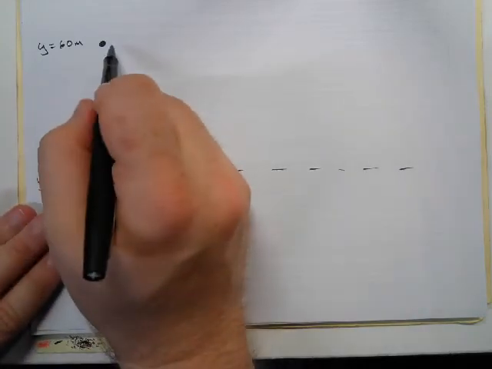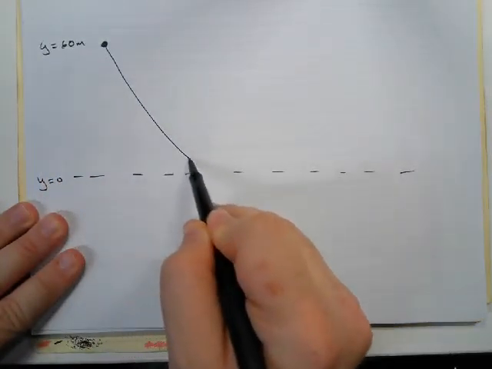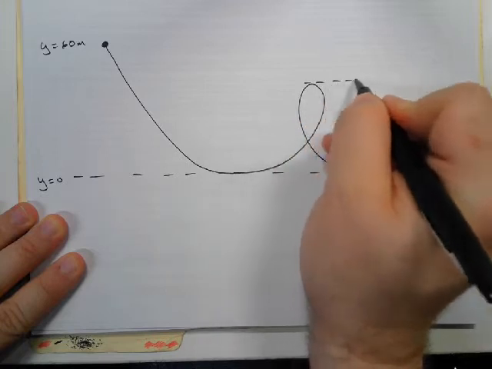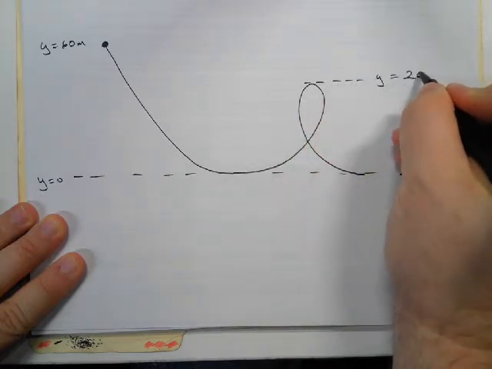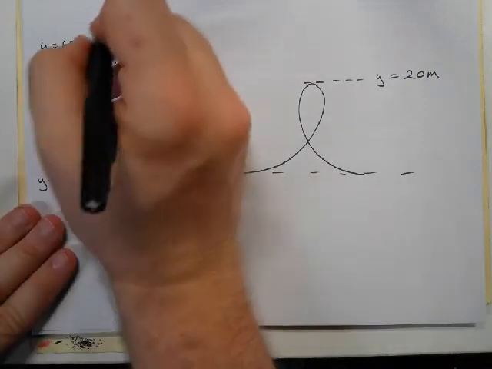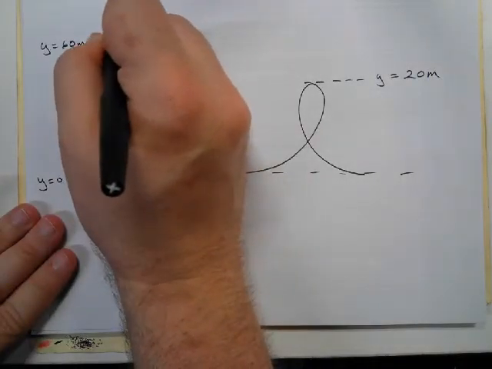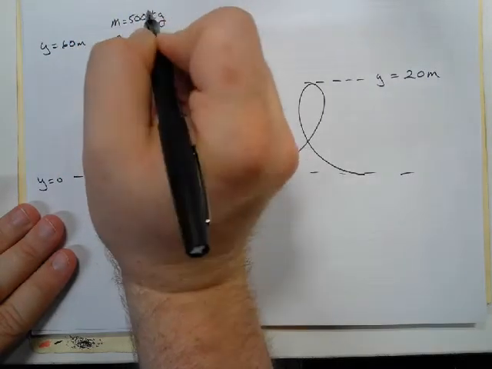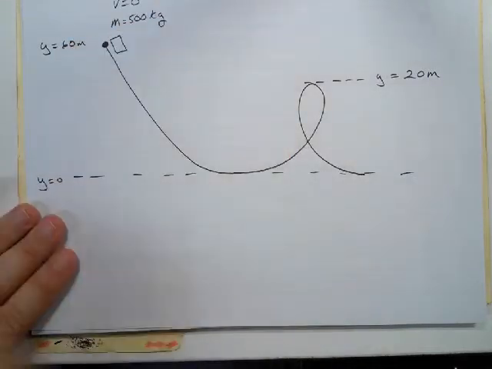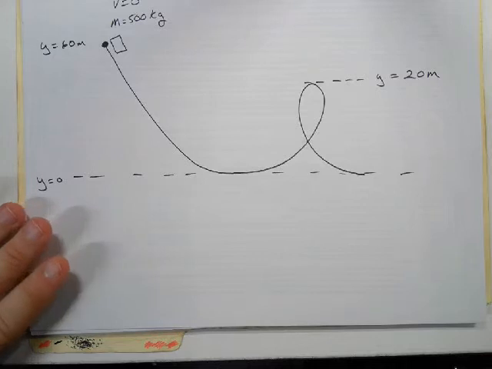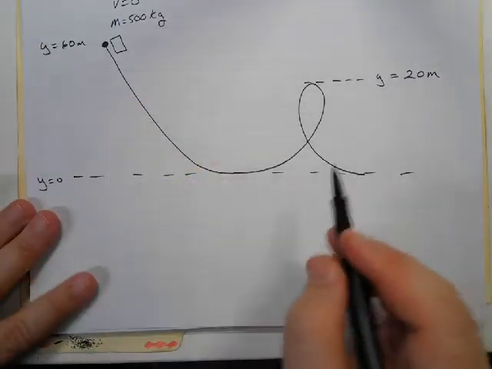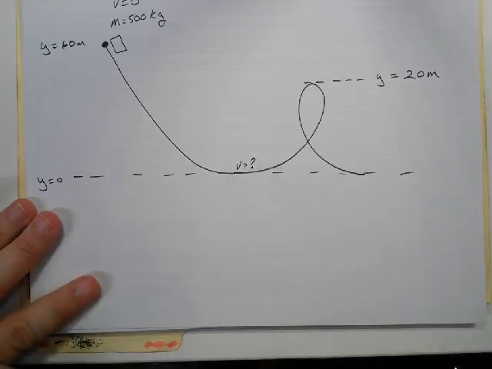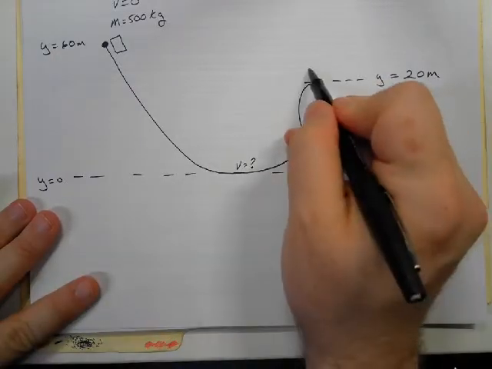And we're going to make it do the loop-de-loop. And this point up here will be our y is 20 meters. And we're going to use a 500 kilogram roller coaster train. And we're going to start it at v is 0. I'll start it at rest at the top of this ride, and we're going to go through the loop-de-loop. So what we want to know is, what is the velocity there? And then we also want to know what is the velocity here.